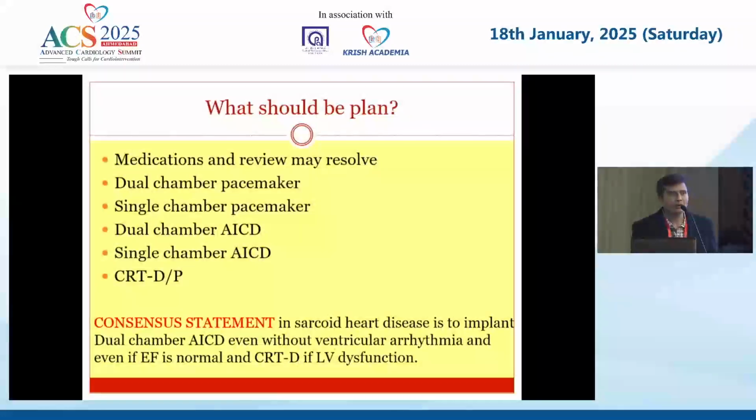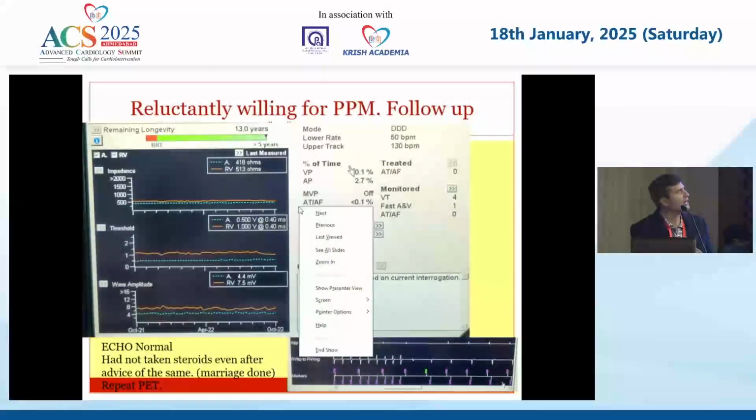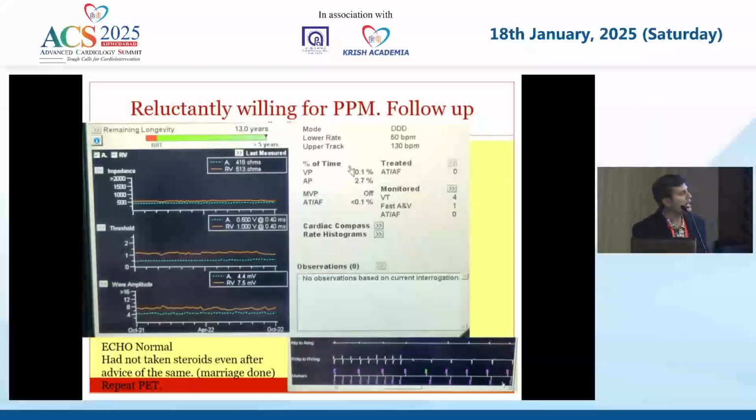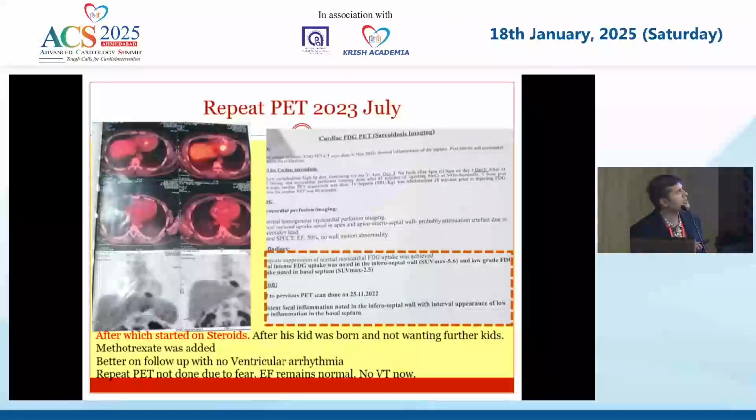Why? Because sarcoid heart disease can cause ventricular arrhythmia itself. And no matter, we could see in this patient that he did not agree to an ICD, and we put in a pacemaker. Echo was still normal, but he had VT on follow-up. So he had a clinical VT on follow-up. We did a PET scan again.